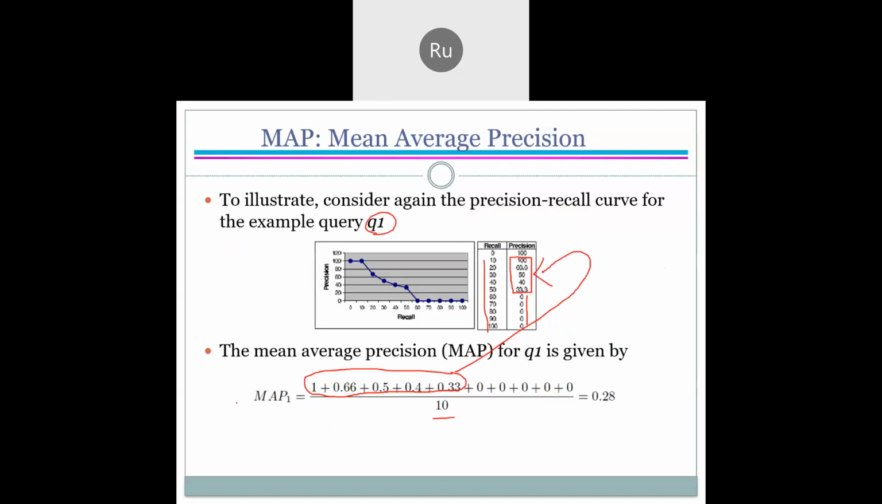So remember earlier, for query 1 we had 10 documents that are relevant. So that's why we have 10 here. And this is the MAP. So that means the area under the curve here is only 0.28. What we want is to have 1 in total. So the higher the MAP, the better your retrieval accuracy. Okay, let's take a look at another example.